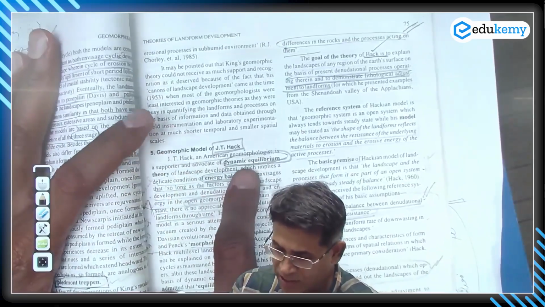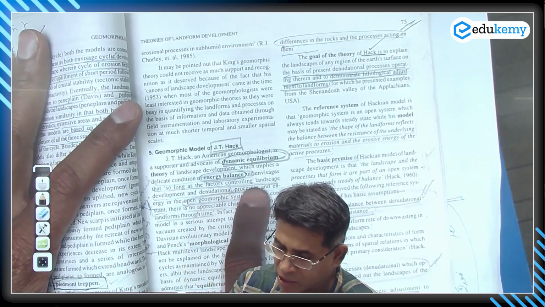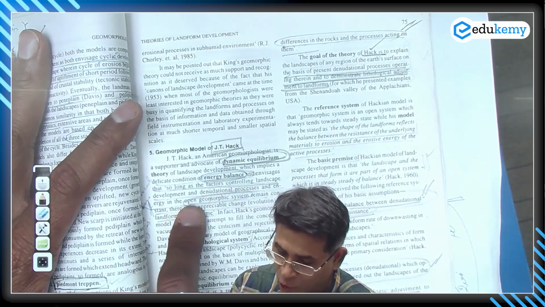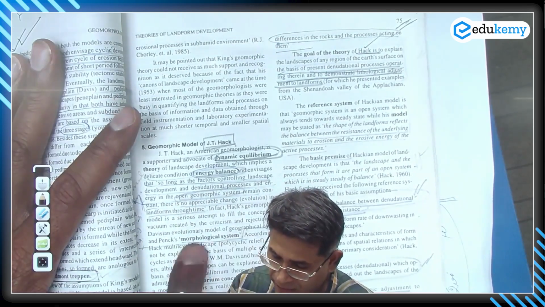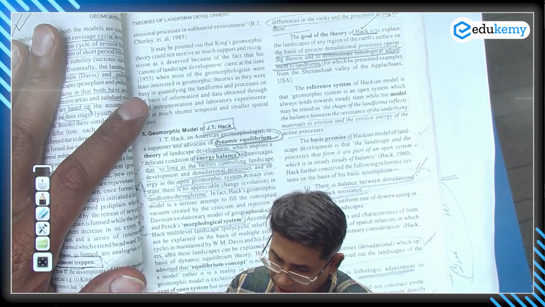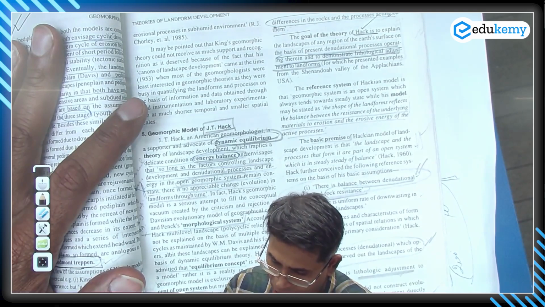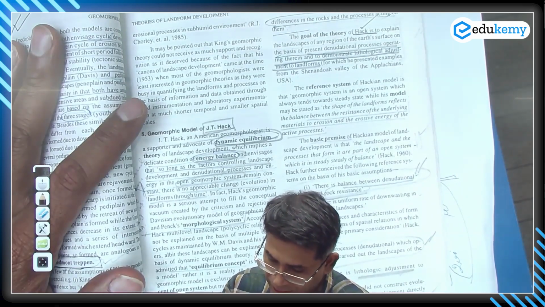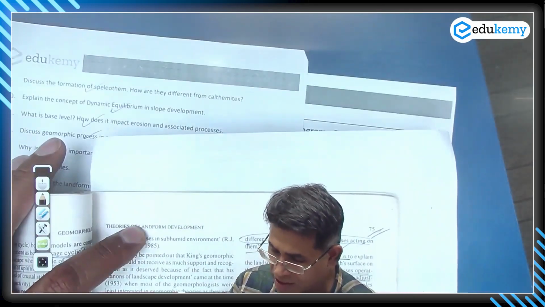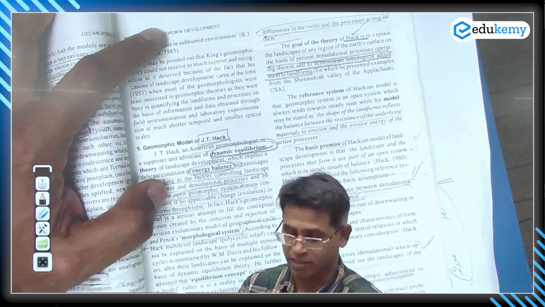American geomorphologist, dynamic equilibrium. There's an energy balance between factors controlling landscape, denudation process, and an example of an open geomorphic system. It's based on the morphological system. Hack's model is an open system. The energy remains constant. Time independent, lithological adjustment to the landforms. The forms and processes are related to differences in the rocks and the processes acting on them. It says the forms and processes. Last line there.